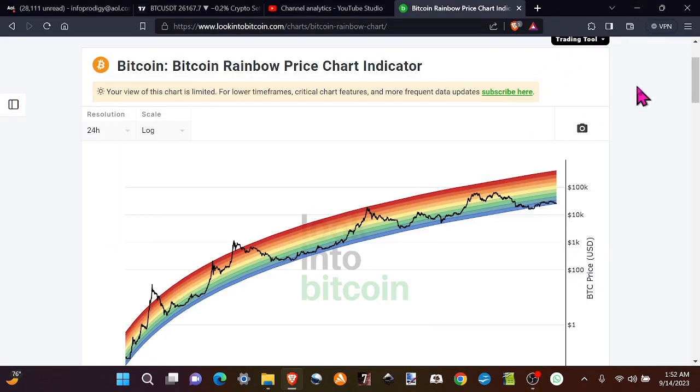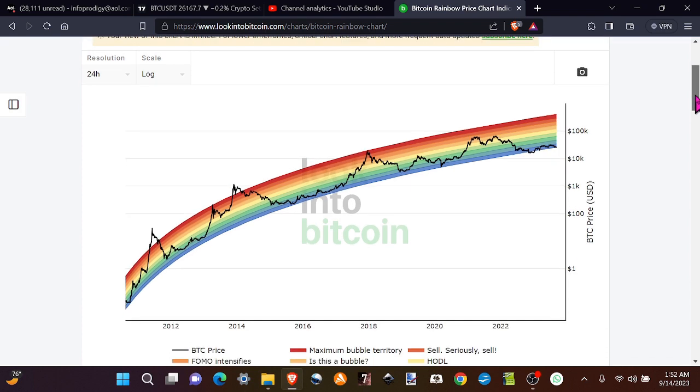Friends, this is the Cryptonian taking a look at possibly one of the most important charts in crypto. This, of course, is called the Bitcoin Rainbow Price Chart Indicator, and this is a logarithmic growth curve that has been applied to the historic prices of Bitcoin for the past years.